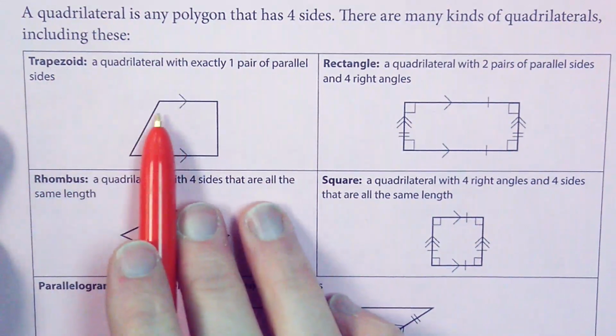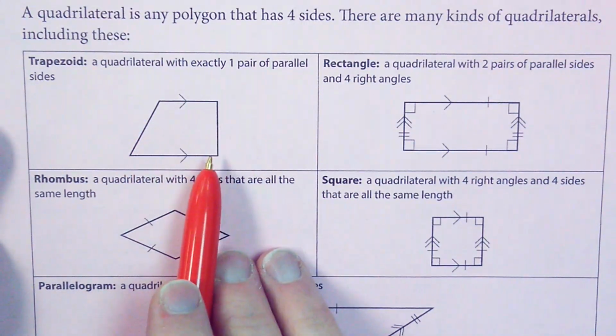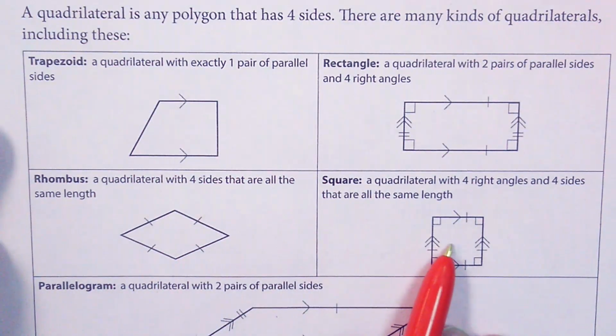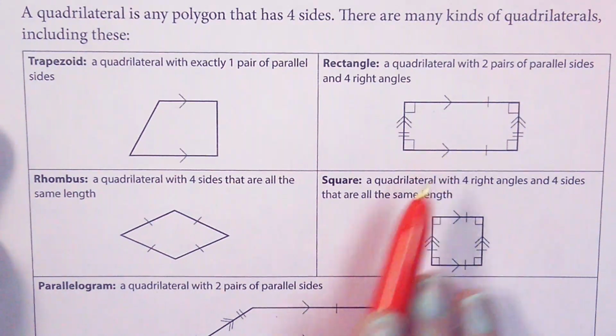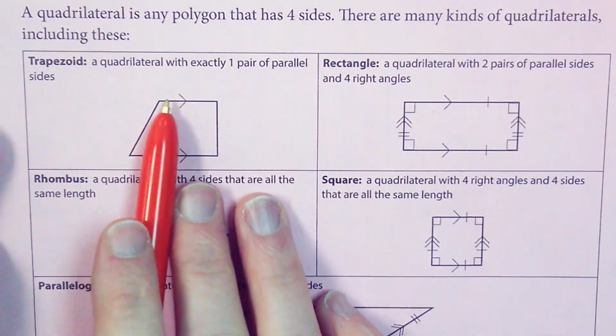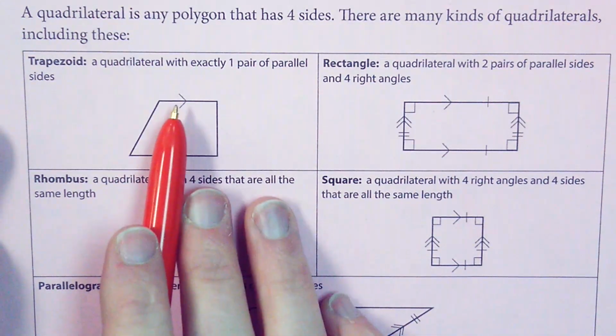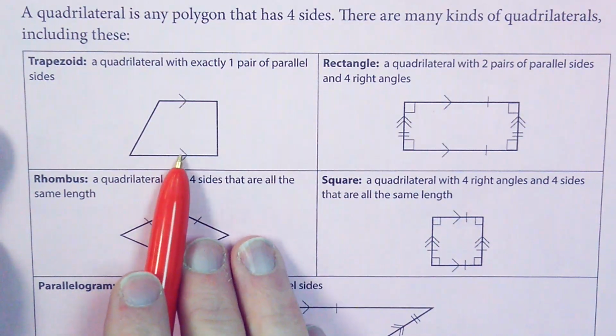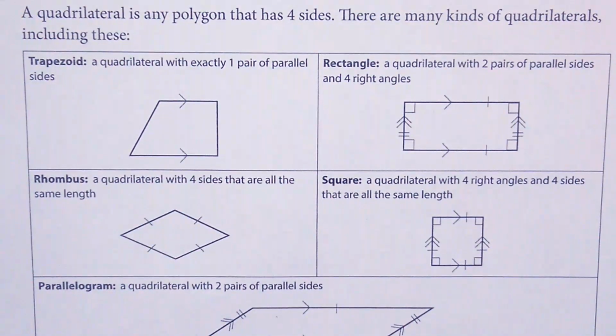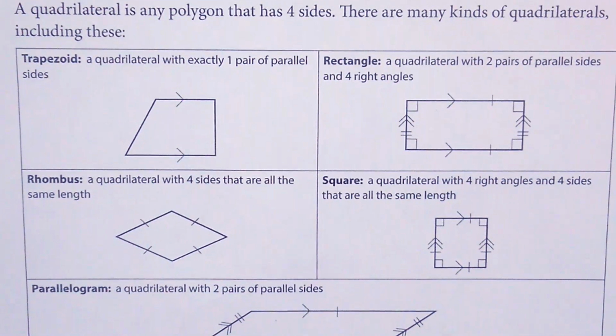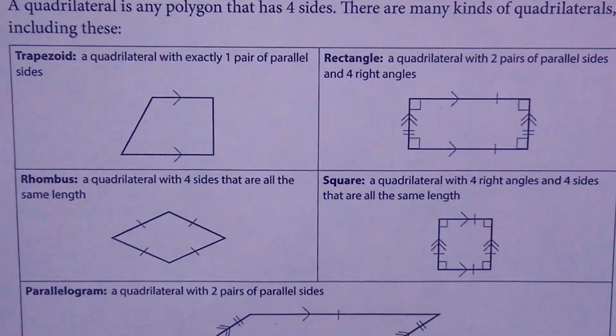It is not a trapezoid if both sides are parallel, because if it is, it would either be a square or a rectangle, right? So a trapezoid is unique in that the 2 sides that are parallel will not be the same length, okay? There's a little bit more that goes into it, but for now, let's go with that.